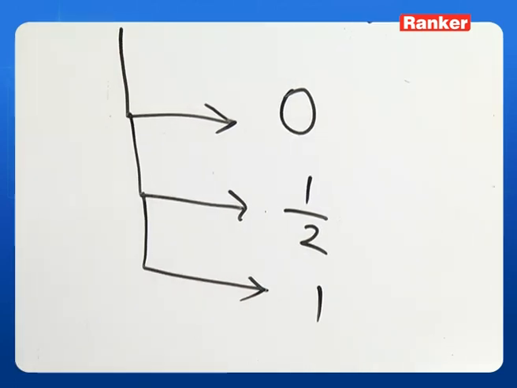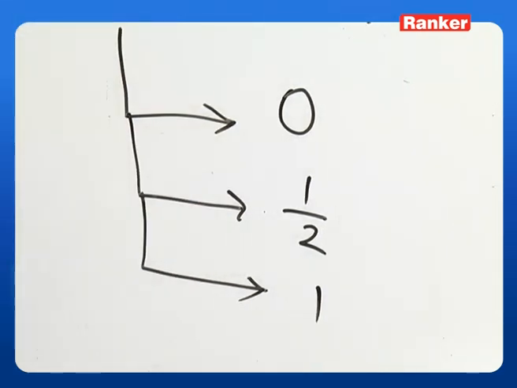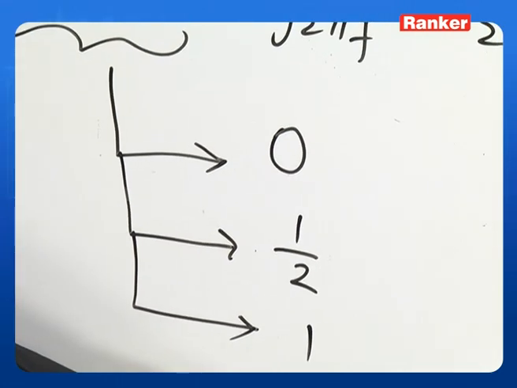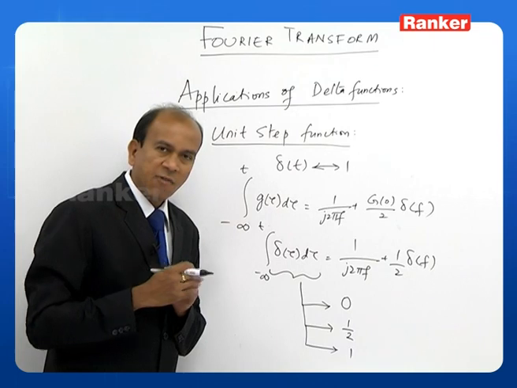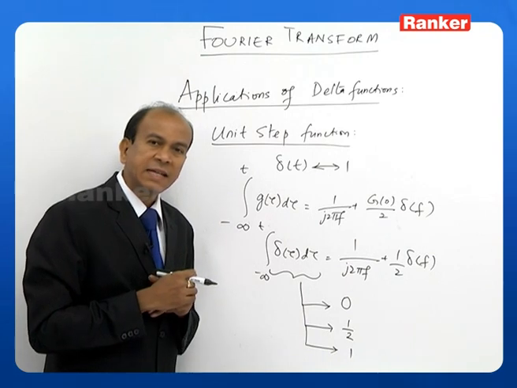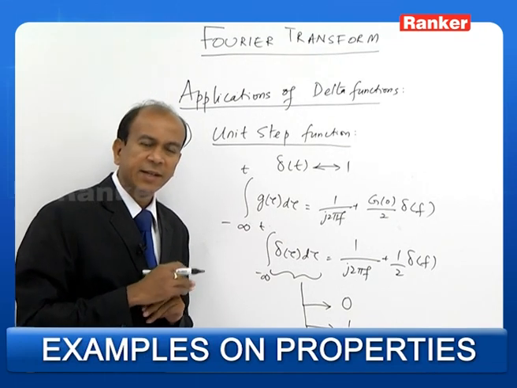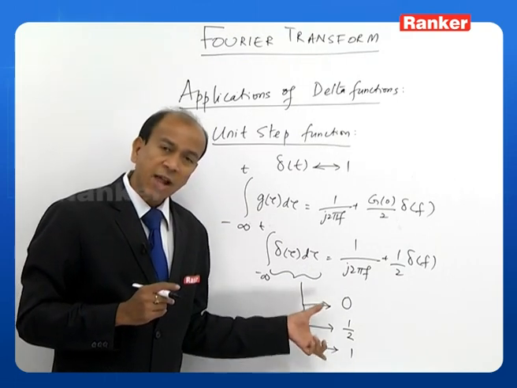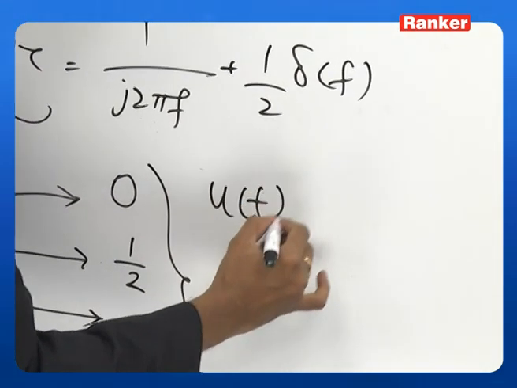So, if you look at this, for all negative values of t, this function is taking a value of 0. For all values of t greater than 0, it will become 1, and for t equal to 0, this will become half. This integral takes 3 values. When t is negative, the value is 0. When t is equal to 0, the value is half. When t is positive, greater than 0, its value will become 1. These are the values of a unit step function, is it not? So, we can represent this in terms of a unit step function.